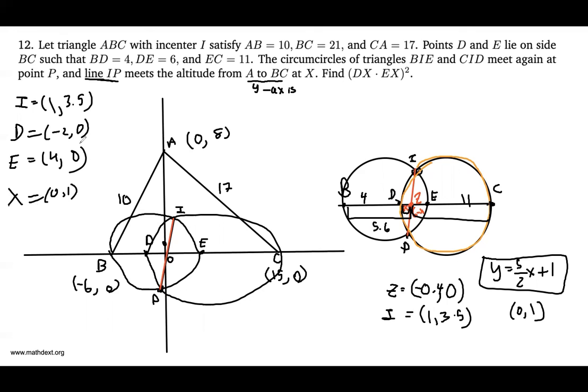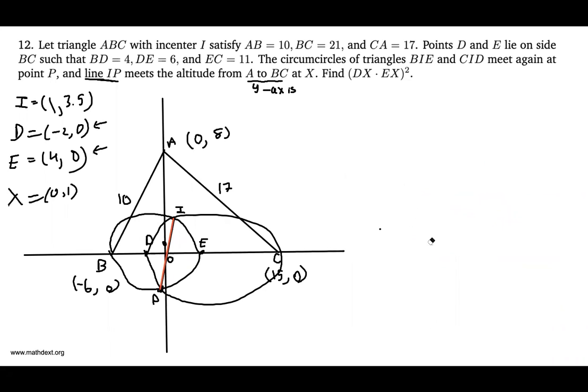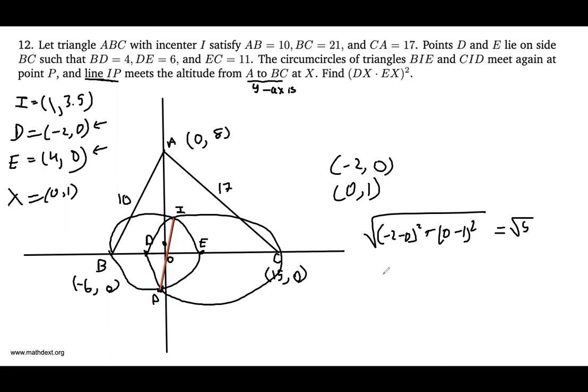But since D was negative 2, comma 0, and E was 4, comma 0, we can actually find lengths DX and EX. And how are we going to find the length of DX and EX? Well, just using the distance formula. The distance between points negative 2, comma 0 and 0, comma 1 is just the square root of negative 2 minus 0 squared plus 0 minus 1 squared. That's square root of 5. The distance between E and X, so E was 4, 0, and X was 0, 1. So that distance is going to be the square root of 4 minus 0 squared plus 0 minus 1 squared, which is square root of 17.